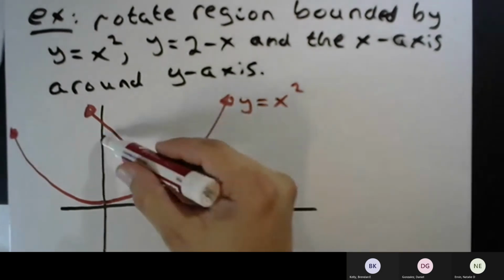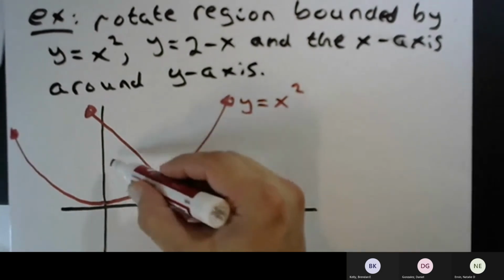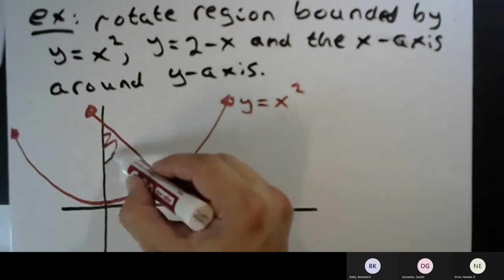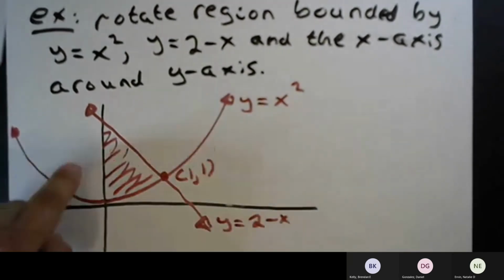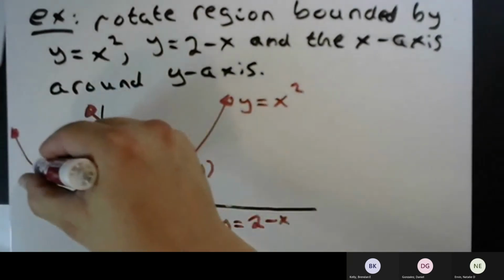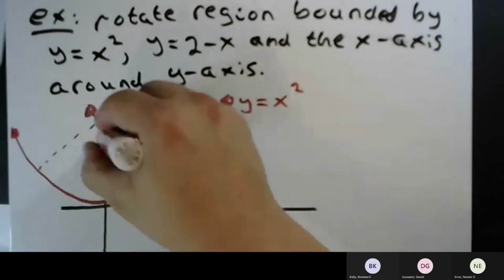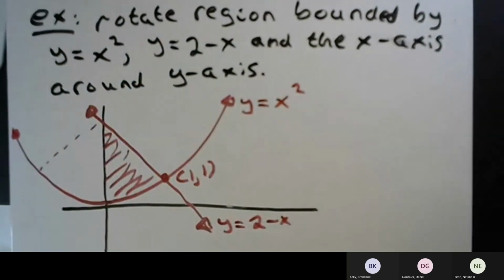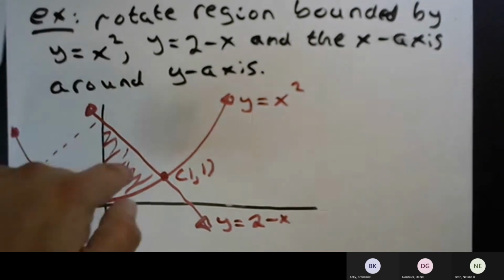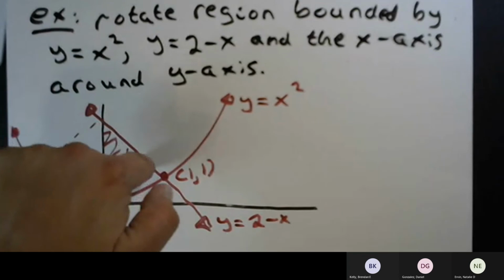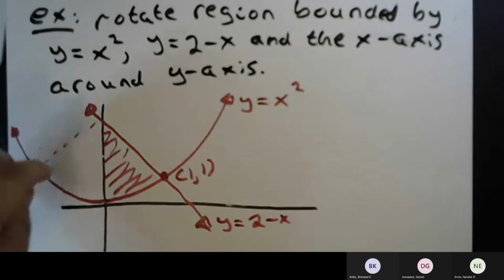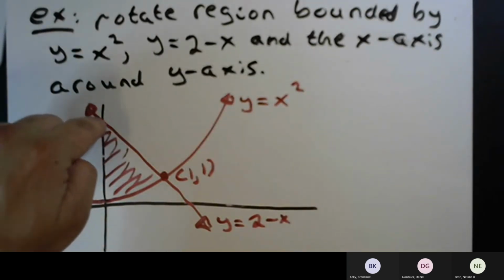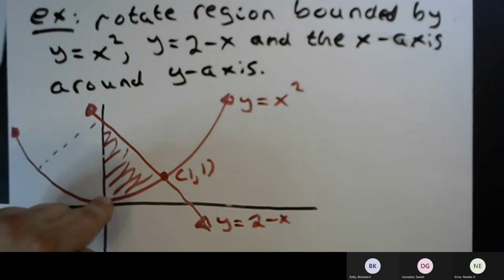So we're interested in this region here. We're going to take this region and rotate it around the y-axis. This would be a cross-section of the whole thing. And usually what we would do in section 6.1 is we would create a radius here, and then we would use that, our pi r squared, and integrate from here to here.